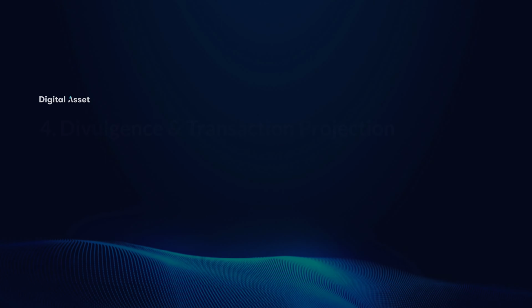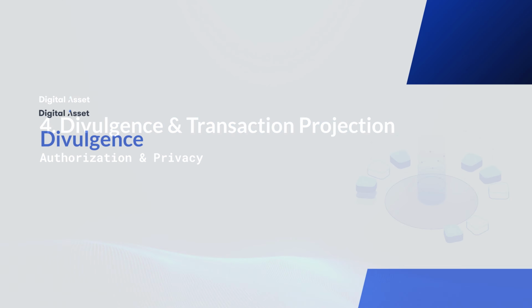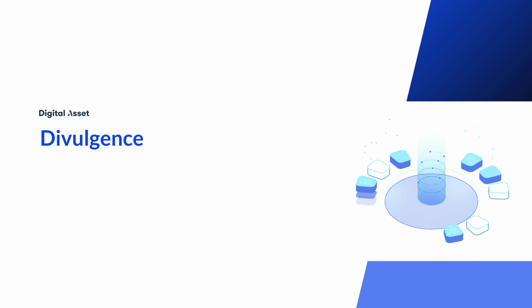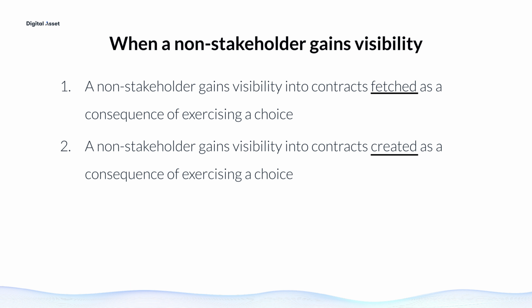This lesson further explores the concept of divulgence, where non-stakeholders gain visibility into contracts fetched from a choice. Transaction projection elucidates each party's distinct perspective, facilitating a better understanding of contract disclosure. Divulgence occurs when non-stakeholders gain visibility into contracts that are fetched as a result of exercising a choice. A contract may also become visible to non-stakeholders as it is created as a result of exercising a choice.